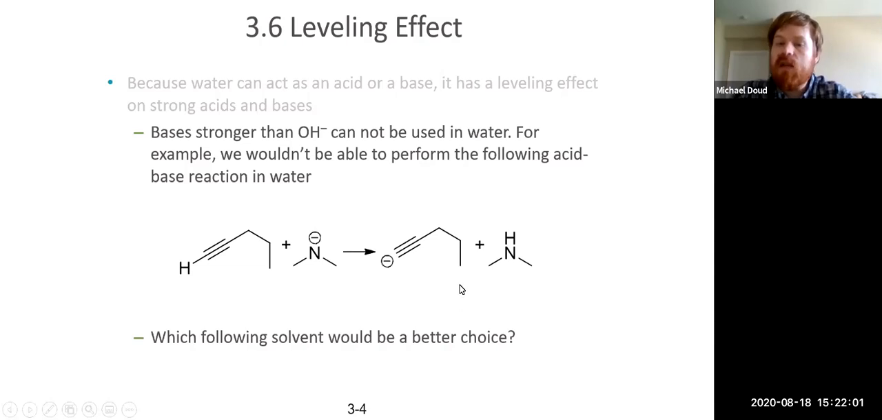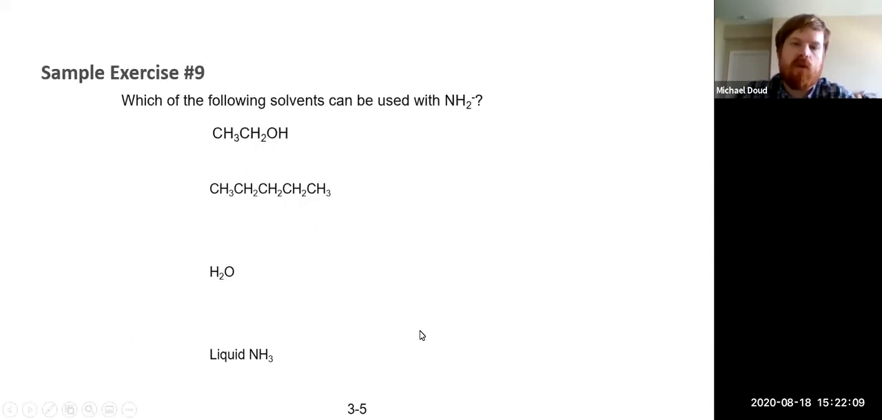So what do you think, what solvent would be a good choice for that? Come up with a good solvent for that. One could be, for example, ammonia itself. All right, so that brings us to sample exercise number 9.